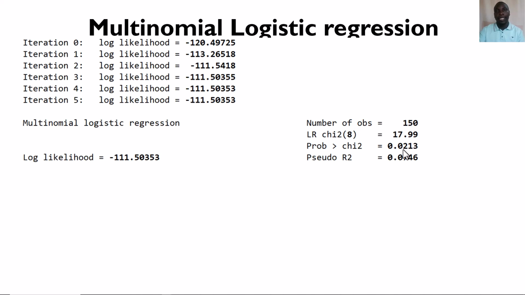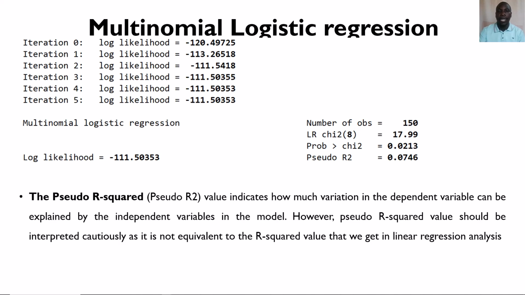From this model, our p-value of 0.012, it is less than 0.05, the usual alpha value, shows that there is a statistically significant difference in the model having our predictors, the one we fit, compared to the null model in predicting our outcome. Then the pseudo R squared indicates how much variation in the dependent variable can be explained by the independent variables in the model.